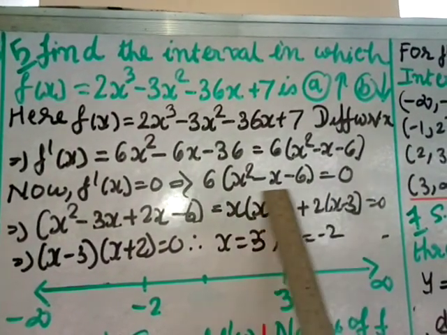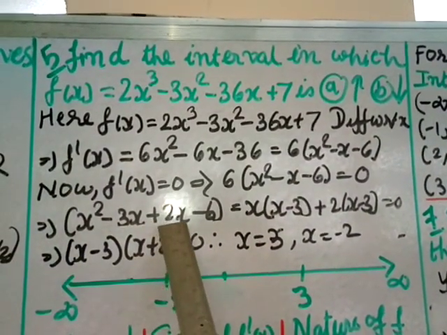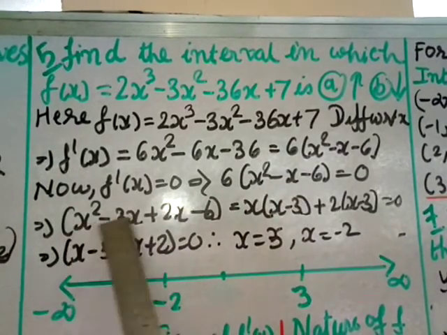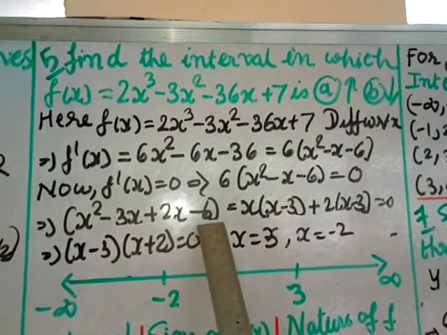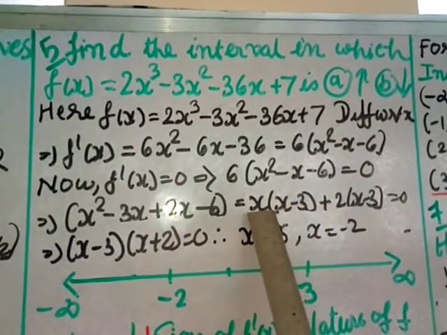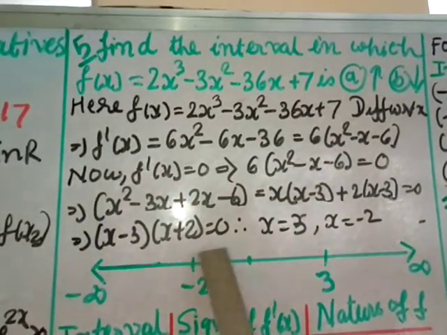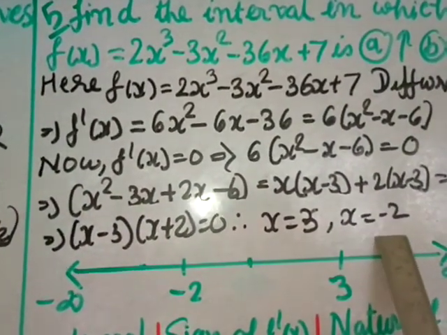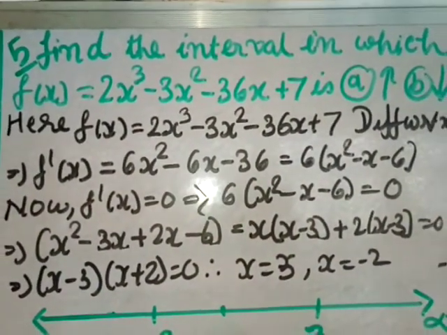So when I solve this I will split the middle term, so it comes minus 3x plus 2x. 2 into 3 is 6 and 3 minus 2 is 1. So from here I can take x common, so I get x minus 3, here 2 common, so x minus 3. So I get the values x minus 3 and x plus 2. So equal to 0, that means either x equal to 3 or x is equal to minus 2. These are the two solutions, two values of x we are getting.